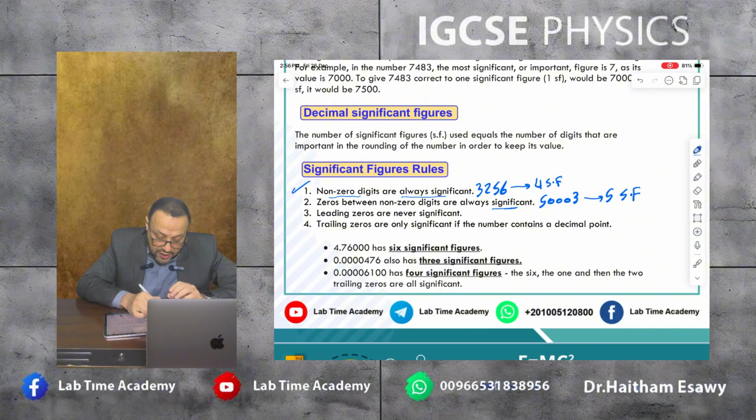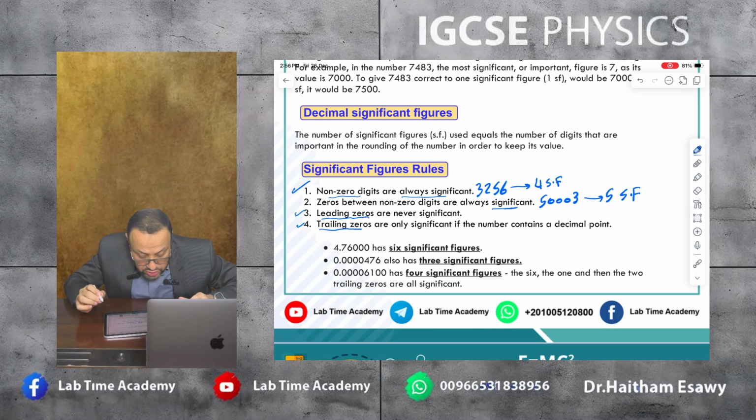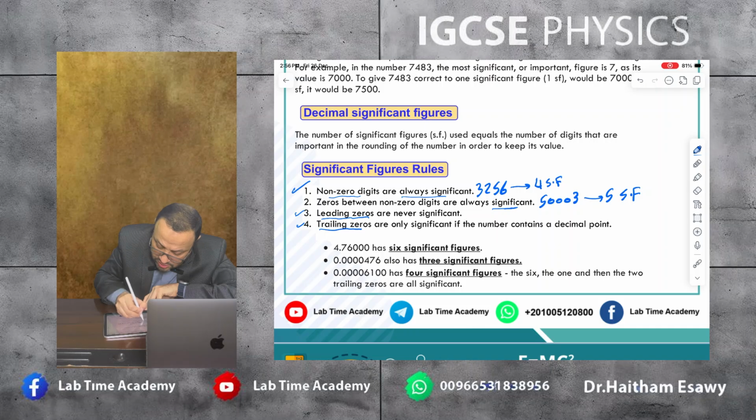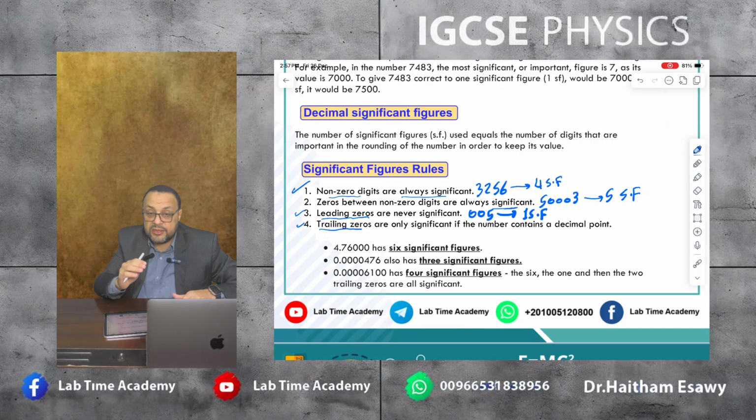Here, you have to know the difference between leading zeros and trailing zeros. Leading zeros are the zeros on the left, trailing zeros on the right. Any zeros on the left, you cannot count them. Any zeros on the left, we can name as leading zeros. For example, if I have 0, 0, 5, how many significant figures? I said leading zeros on the left, you cannot count as significant figures. So we have only 1 SF, 1 significant figure. Even if the number contains a decimal or not. For example, 005 will be 1 significant figure.